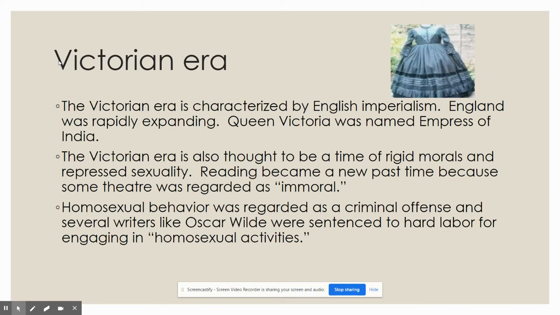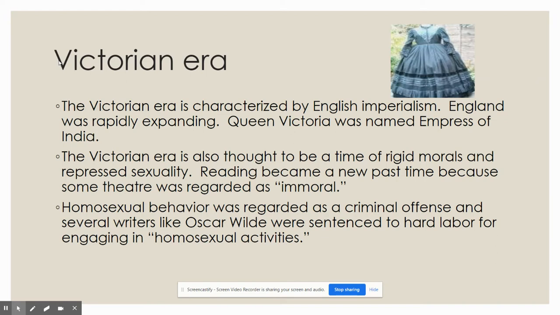It is characterized by English imperialism. So during this time, England was rapidly expanding around the globe. Queen Victoria was named Empress of India. The Victorians were spreading the empire. They were increasing trade and travel. It was a time of great expansion.